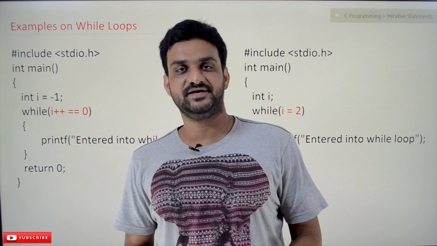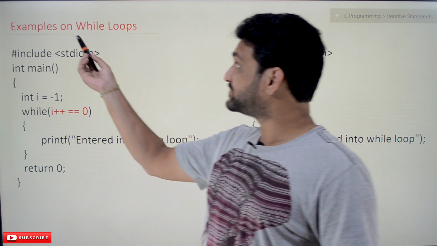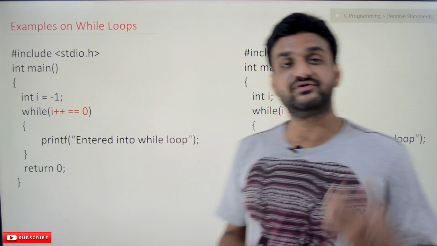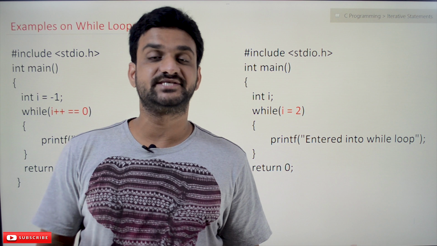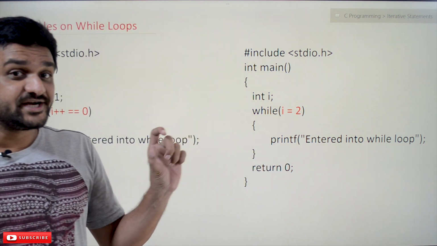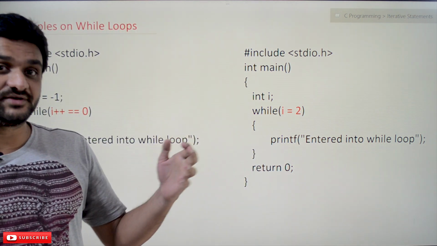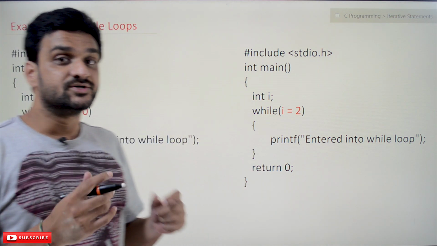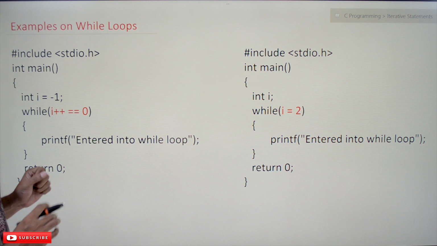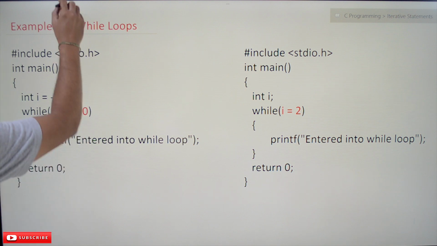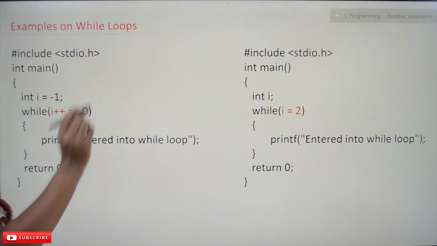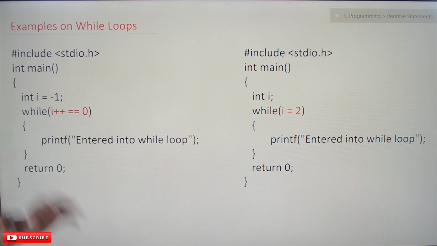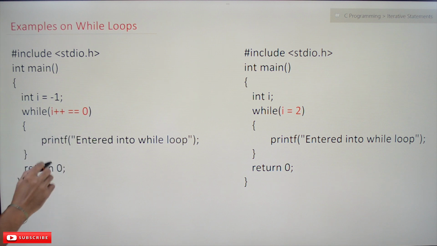In this class, we'll try to understand some examples on while loops. These kinds of examples were frequently asked in placements and GATE examinations, and these are very tricky questions. In a hurry, there is a possibility of giving wrong answers. So try to understand these programs. They are very simple to understand, nothing complex, but they are very tricky. While in a hurry, we may make mistakes.